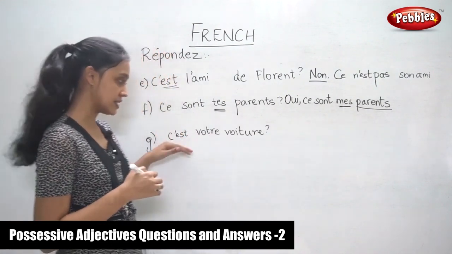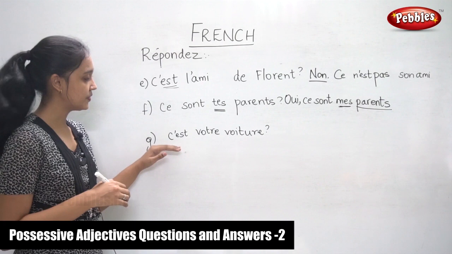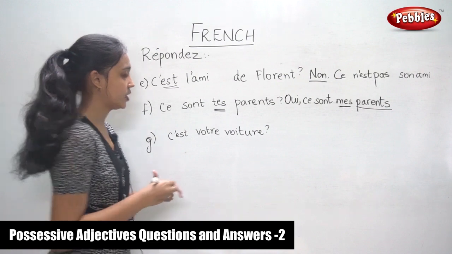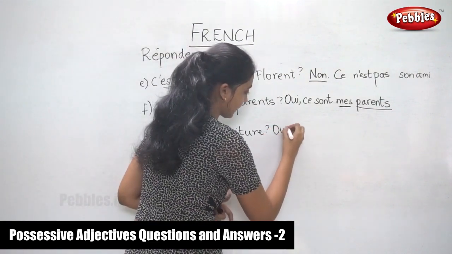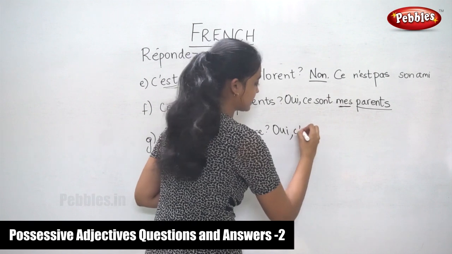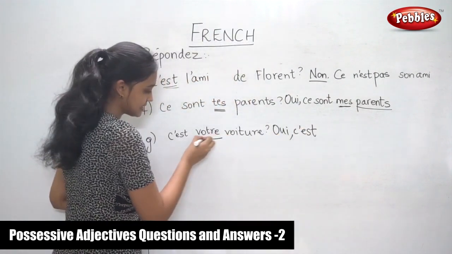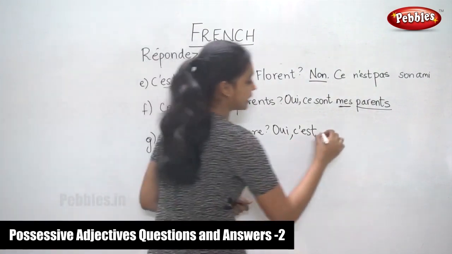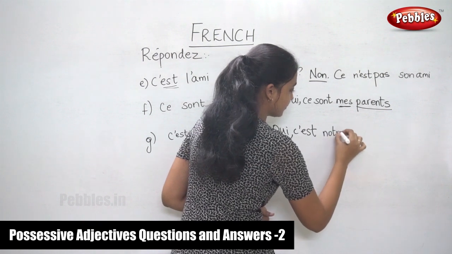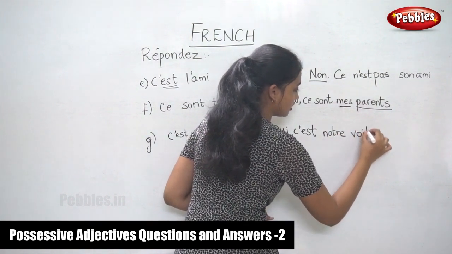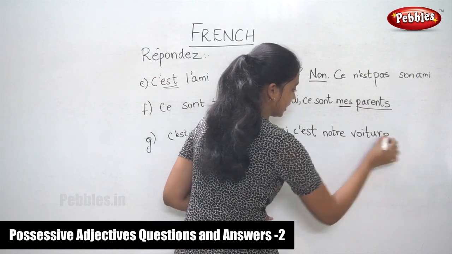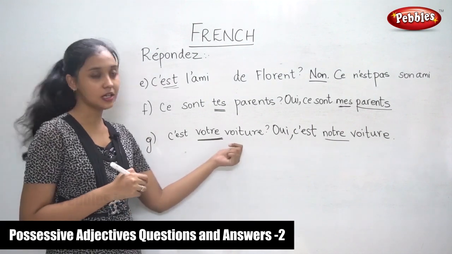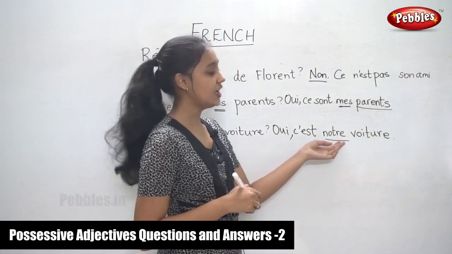These are my parents. And finally, the last one, c'est votre voiture. It is your car. Oui. C'est is written as it is. Now, second person plural becomes first person plural. So, votre becomes notre. C'est notre voiture. It is our car. C'est votre voiture. It is your car. Oui, yes. C'est notre voiture.